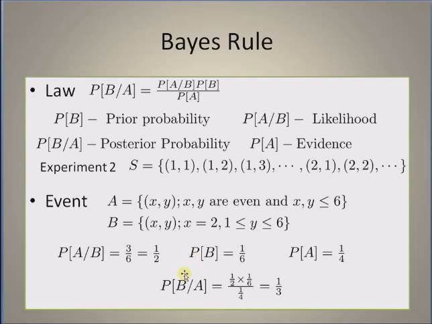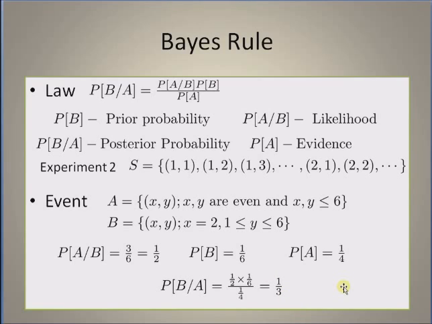We can also find the probability of B given A directly from the definitions. That is, given that x and y are both even, what is the probability that x is always 2, which basically says that there are only 3 chances in which we can observe event B given event A. So the probability is 3 by 9, which is equal to 1 by 3. So this example basically illustrates the Bayes rule.